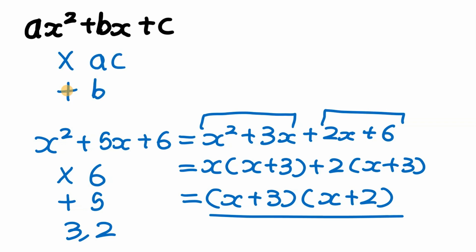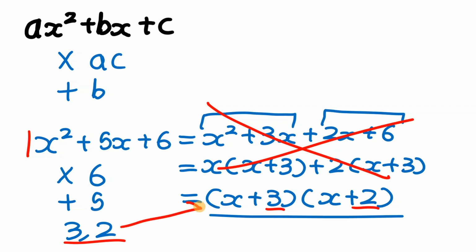Now what you'll notice is we have x plus 3 and then x plus 2. These are actually the two numbers that we had down here. So when a is 1 and you just have x squared here, you don't actually need to worry about this step here. You can just go straight from this to this by writing this as x plus 3, x plus 2.